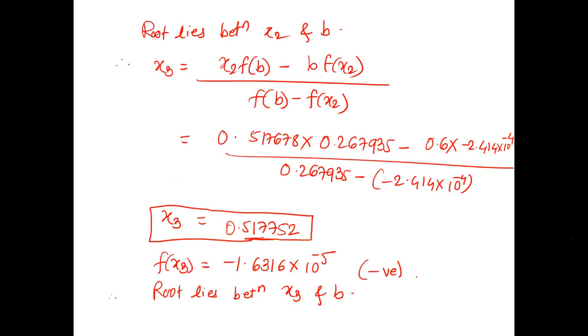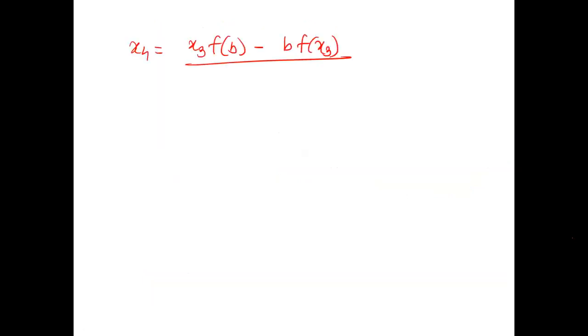x3 f of b minus b f of x3 upon f of b minus f of x3. Check. Yes, x2, x3. Correct. Put all the values there.